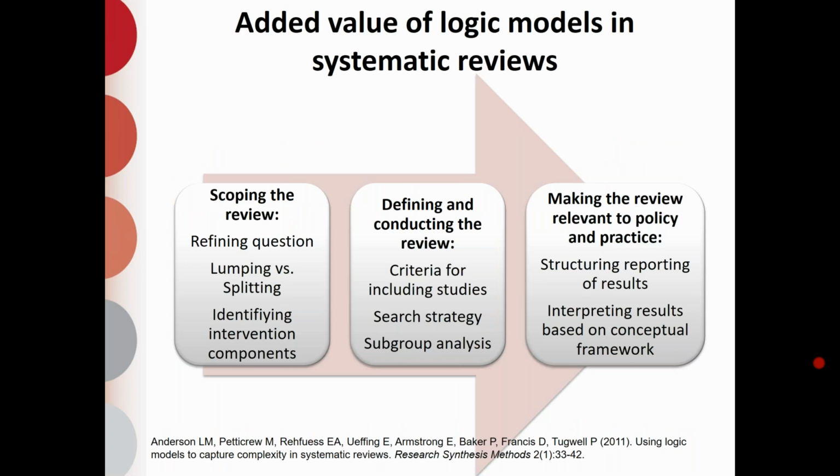So how does a logic model then add value to systematic reviews? Well, it actually is quite helpful, and it adds value to more than one stage of the review. So at any stage of the review, it can add value. So in terms of scoping the review, a logic model can be really useful in refining the question or conceptualizing the question. It can help us to decide whether we want to lump or split the review. And it's really useful in identifying the intervention components and understanding the intervention.